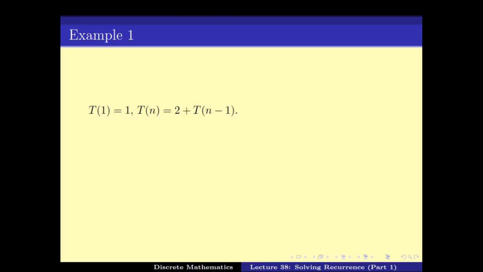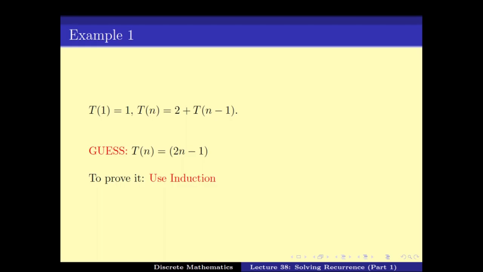Say here we have this example: t1 equals 1, tn equals 2 plus tn minus 1. How do you solve this particular problem? First of all, if somehow magically you can guess the solution, then we are great. For example, if I tell you to guess that tn equals 2n minus 1, then we can try to prove this statement using induction. So the technique is first guess and then prove by induction.